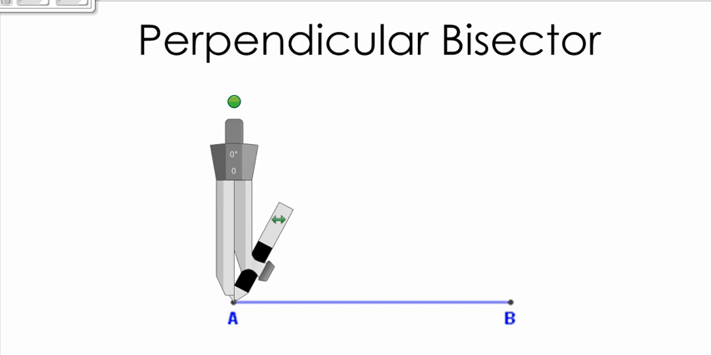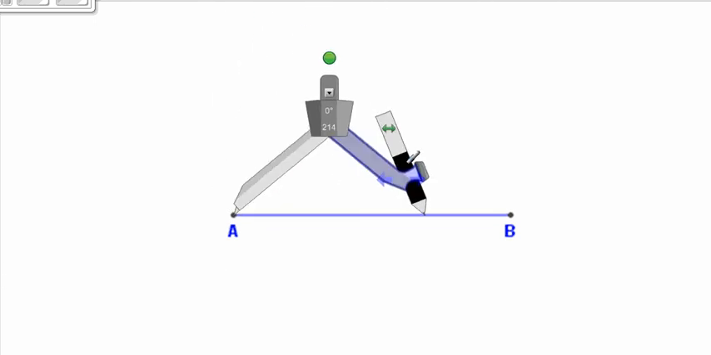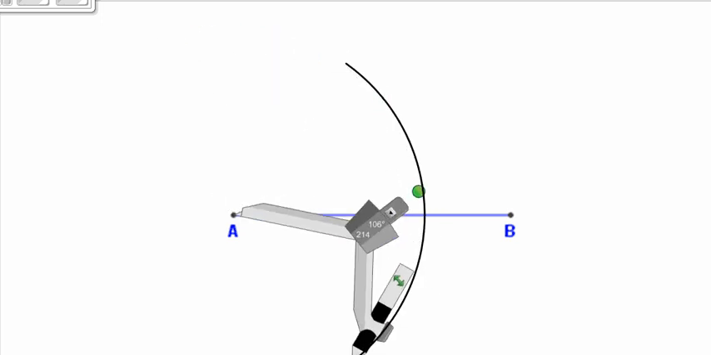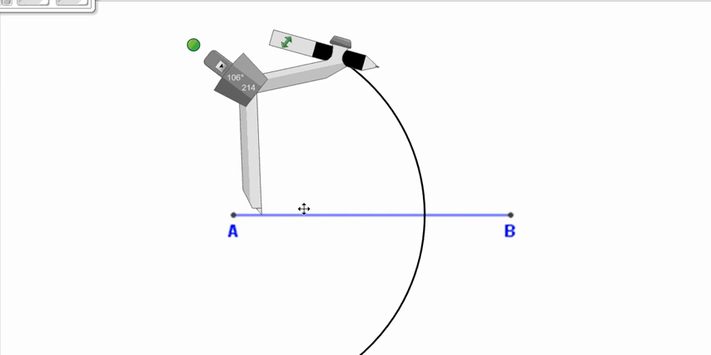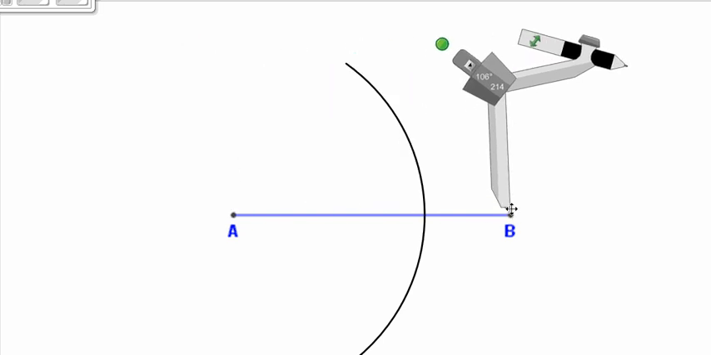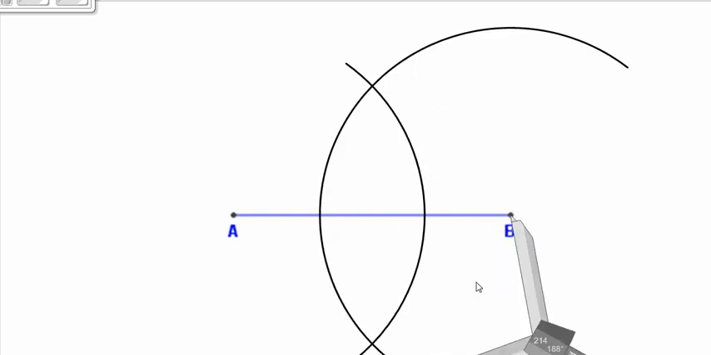I'm going to scroll down here on my screen a bit so we can see. We're going to extend the compass over halfway. And then we're going to make a half moon shape, almost like that half circle. Without changing the compass, we're going to move it to B, and we're going to make another half circle, making sure it's intersecting the arc we originally made.